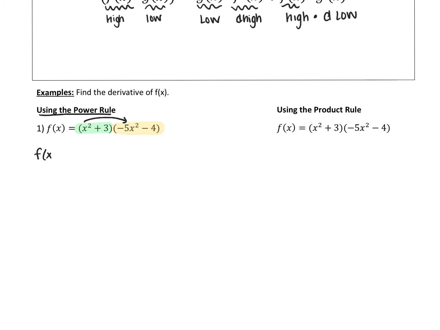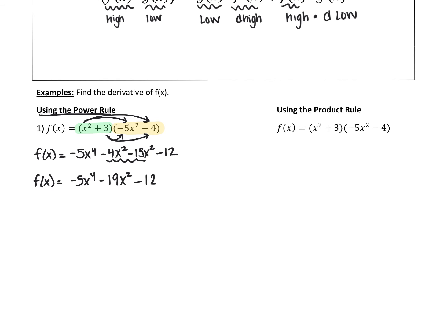So let's rewrite this. X squared times negative 5x squared is negative 5x to the fourth. X squared times negative 4 is negative 4x squared. 3 times negative 5x is negative 15x squared. And 3 times negative 4 is negative 12. So if we combine our like terms, we have negative 5x to the fourth, negative 4x squared minus 15x squared is negative 19x squared, minus 12.